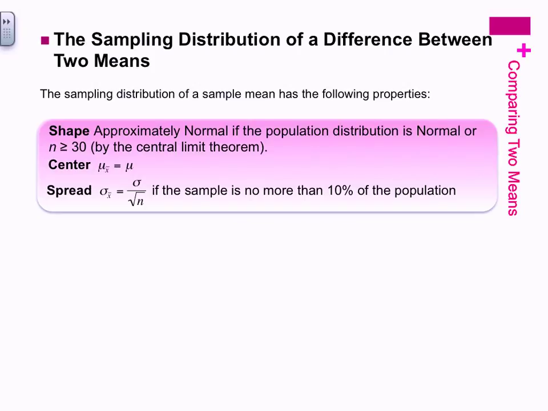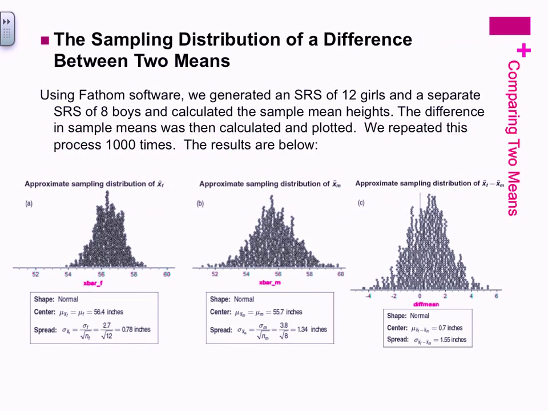Okay, so the sampling distribution of a sample mean has the following properties, and we should be pretty aware of this at this point. The shape is approximately normal if the population distribution is normal, or if your sample size is greater than or equal to 30. The center is going to be equal to mu, and the spread, your standard deviation, is the standard deviation over the square root of the sample size.